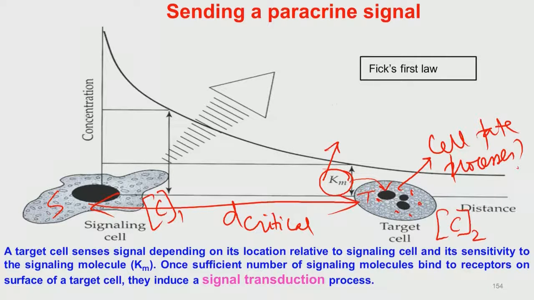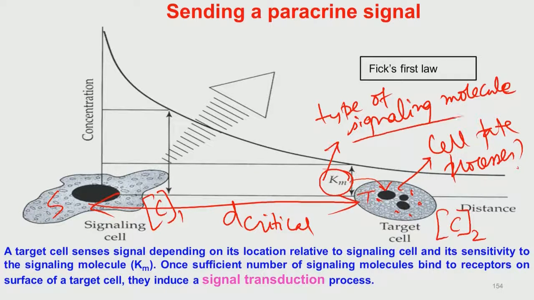So, that Km also depends on the type of signaling molecule, that is the threshold concentration for a specific signaling molecule which would be just sufficient to activate certain signal transduction processes or certain cell fate processes in a target cell. So, these two things need to be critically considered while analyzing how a paracrine signal can activate a signal transduction process in a target cell.